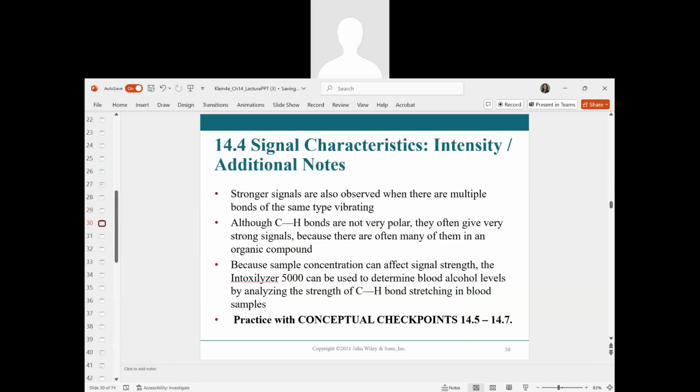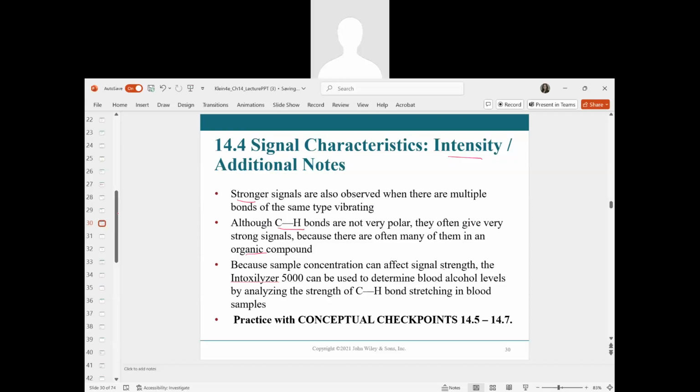This slide here gives us some additional notes about how the intensity is interpreted in signals. We know that stronger signals are observed when there are multiple bonds of the same type vibrating. So we can have multiple signals contributing to that same region, that same wave number. We generate stronger signals when they overlap. We know that C-H bonds, not very polar, give strong signals because usually there's a lot of these in organic compounds. So again, multiple bonds of the same type vibrating at the same frequency give a stronger signal.